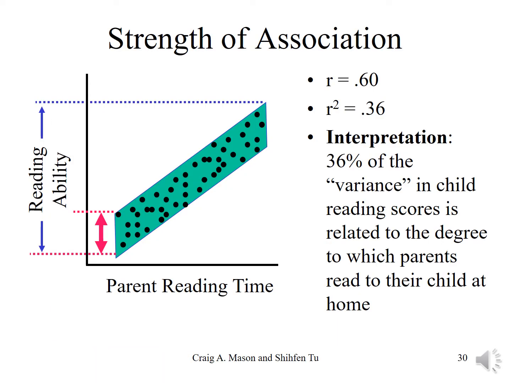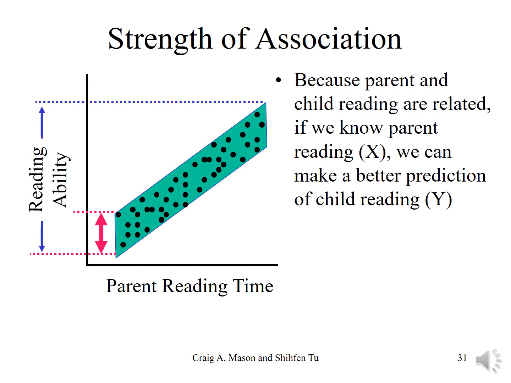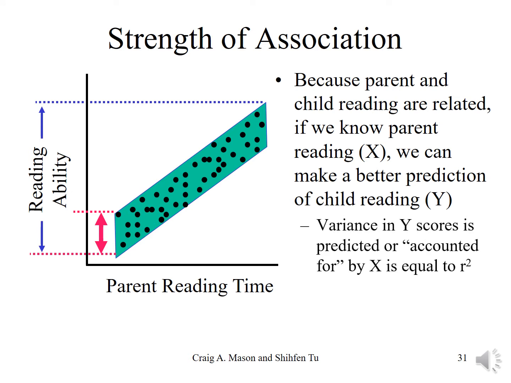So if the correlation in our example was 0.60, the R-squared, or coefficient of determination, would be 0.6 squared, or 0.36, indicating that 36% of the variance in child reading ability is related to the degree to which parents read to their child at home. Again, because we know the correlation between the two variables, if we know parent reading time, we can make better predictions of child reading ability. R squared is a way of quantifying this effect by telling us the proportion of variance in reading ability that's related to or accounted for by parent reading time.